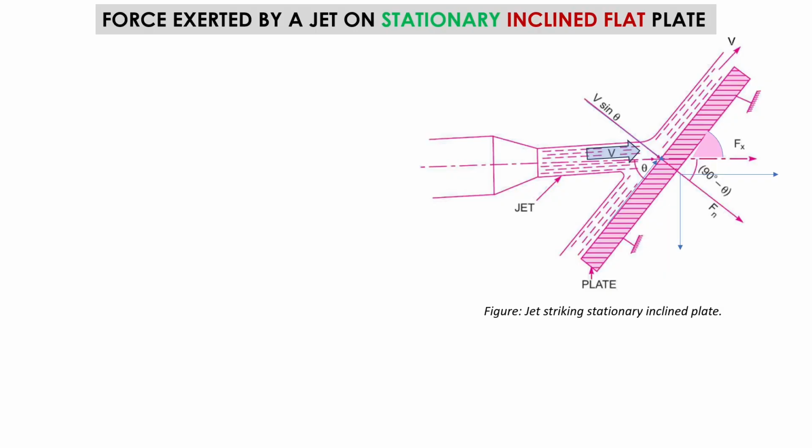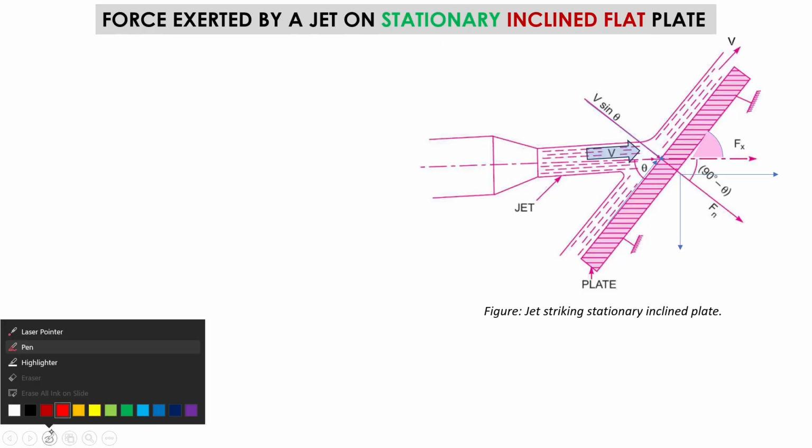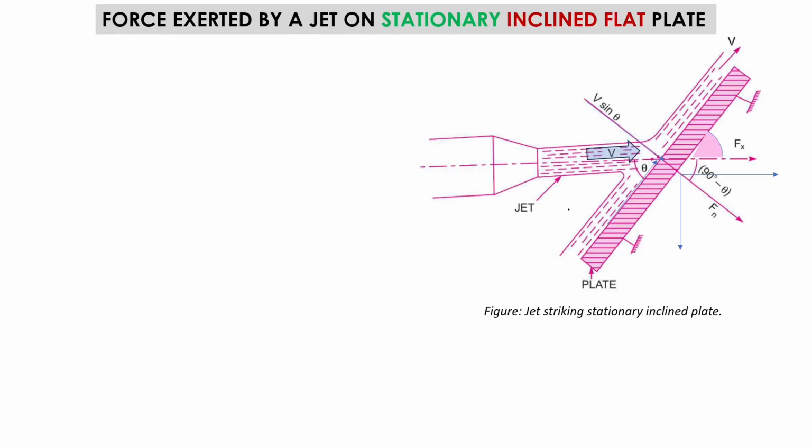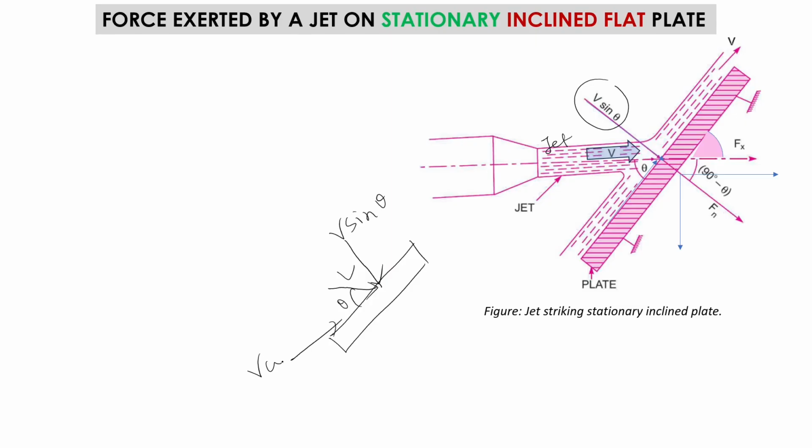I want to make one thing clear here. As I have already shown you, this velocity v is the jet velocity. After striking here, it has two components, one is v sin theta and another component is v cos theta. So if this is v, and this is the inclination angle theta, then this is v sin theta, and this is v cos theta.